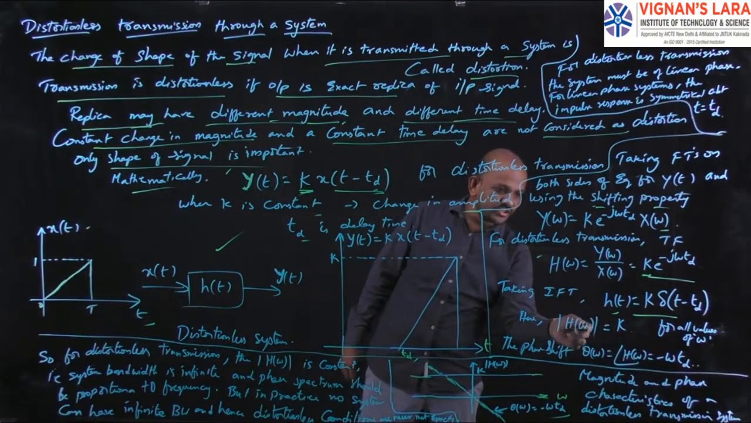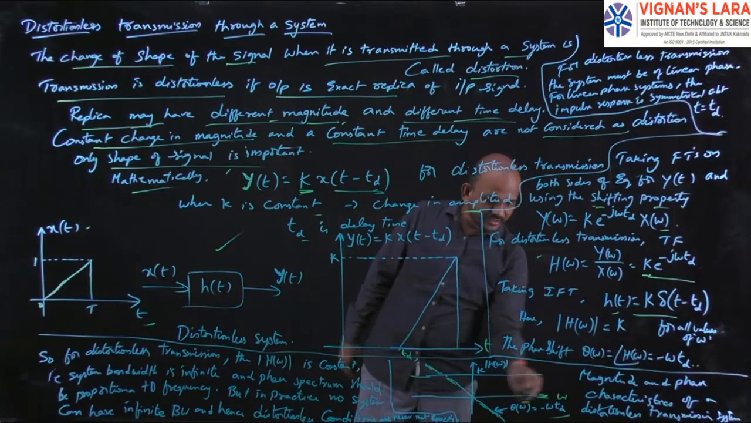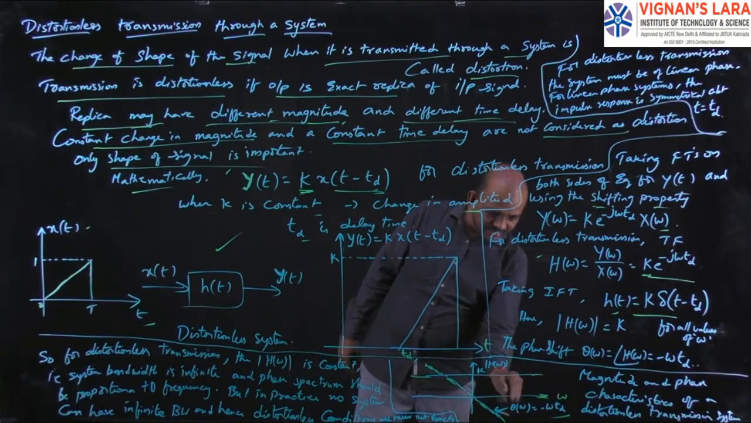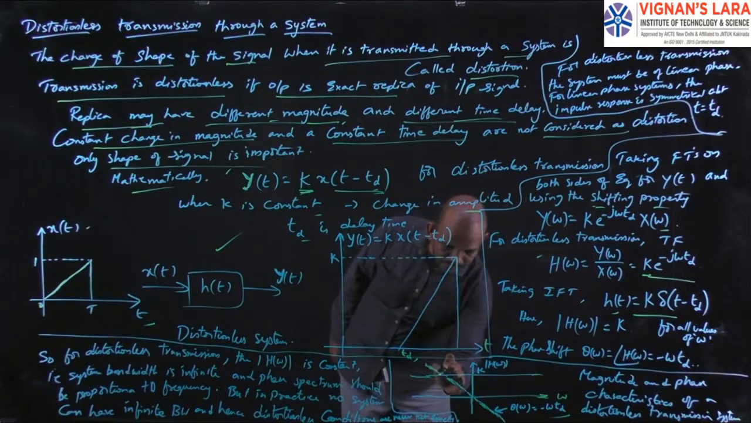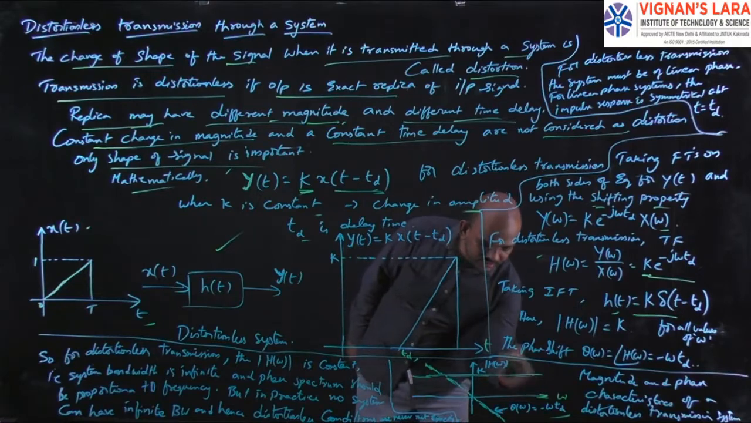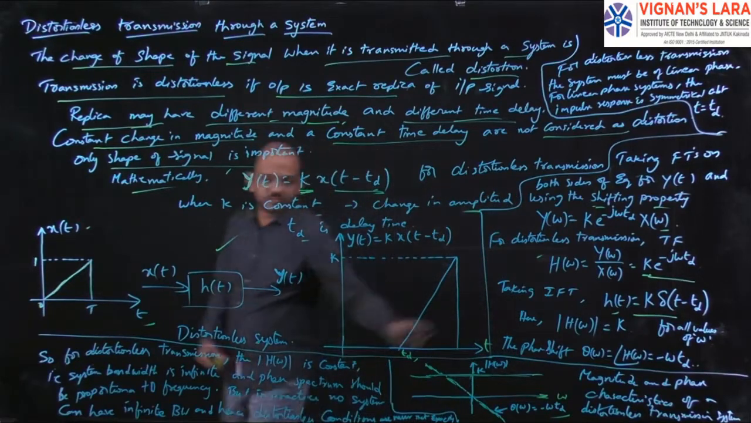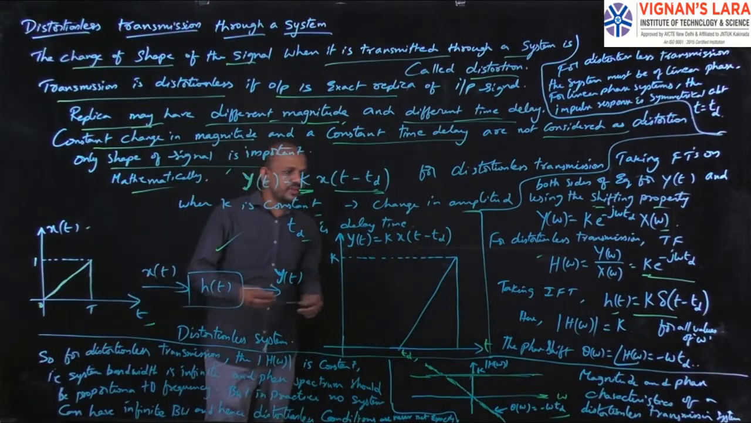One is the magnitude of H of omega equal to k, and theta of omega, the angle of H of omega, equal to minus omega td. For this I will get this line, and for this I will get this line. This is for the k value. So there is the magnitude and phase characteristics of a distortionless transmission.